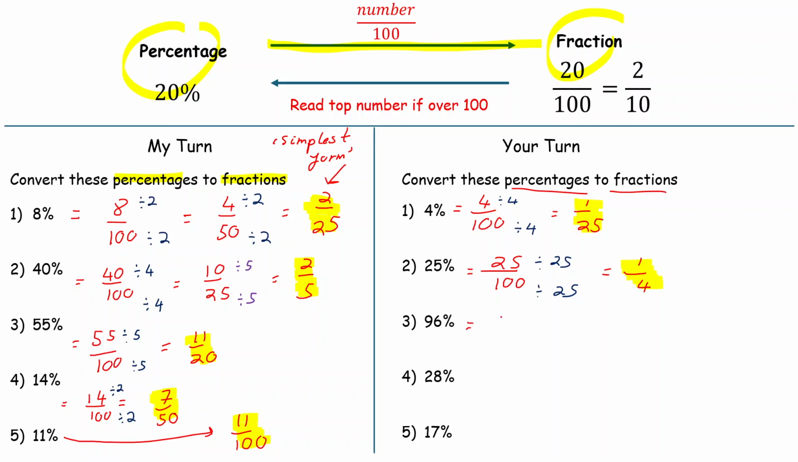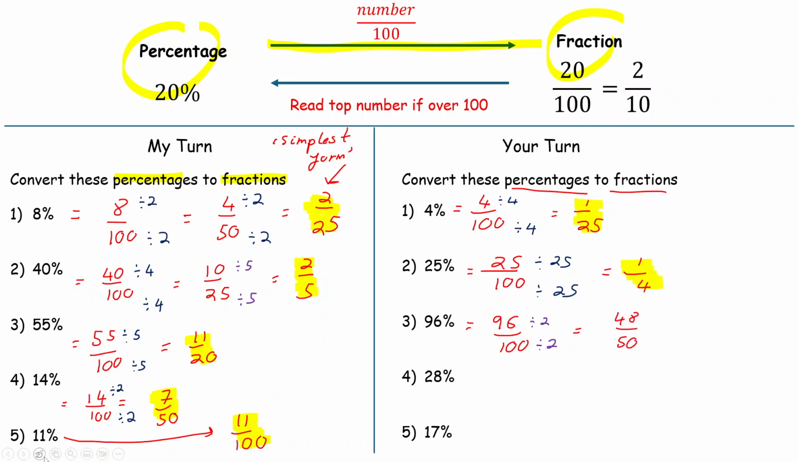Next one, we've got 96%, which is 96, your number, over 100. But again, of course, you can divide by a common factor. If you're not sure what the highest common factor is of these numbers, just begin by dividing by 2 if they are both even, which they are. Because they are both even, let's divide by 2. 96 divided by 2 is 48. 100 divided by 2 is 50.